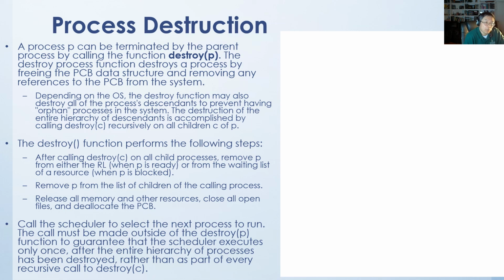The next one is process destruction. A process P can be destroyed or terminated by the parent process by calling the function called destroy. The destroy process function destroys the process by freeing the PCB data. Remember, process creation creates the fields and fills the data in each field, but destruction is basically doing the opposite, removing any references to the PCB from the system.